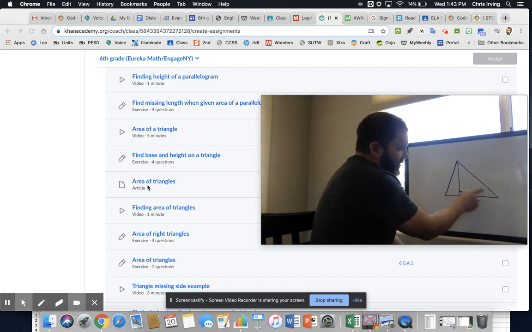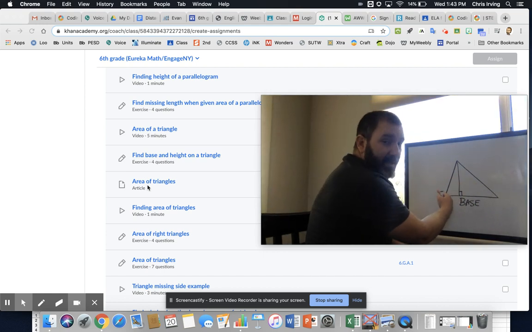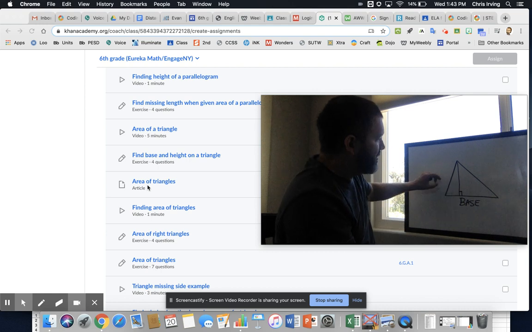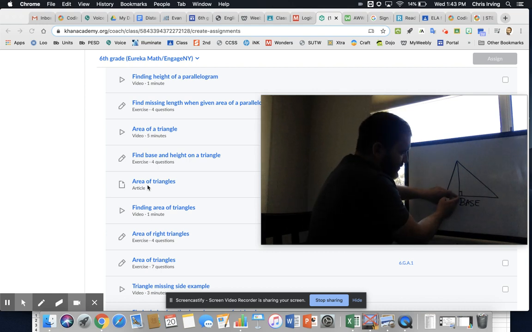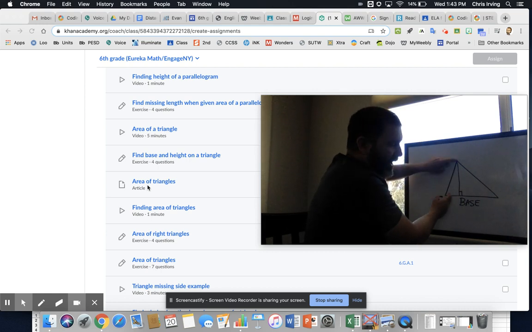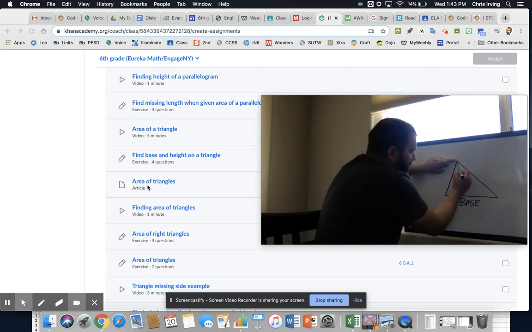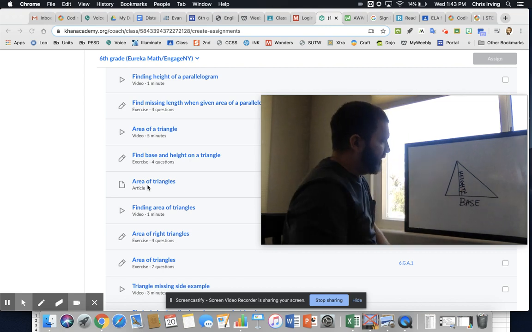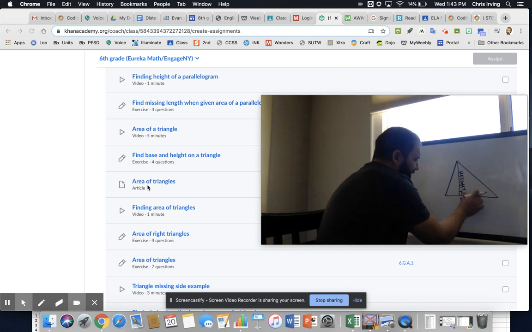Okay, this is not my height. This is not my height. A lot of students get that confused. All right, your height is the direct distance from your base to the highest point in that triangle. So this right here would actually be your height. Okay, take off the H. We'll just call it height.